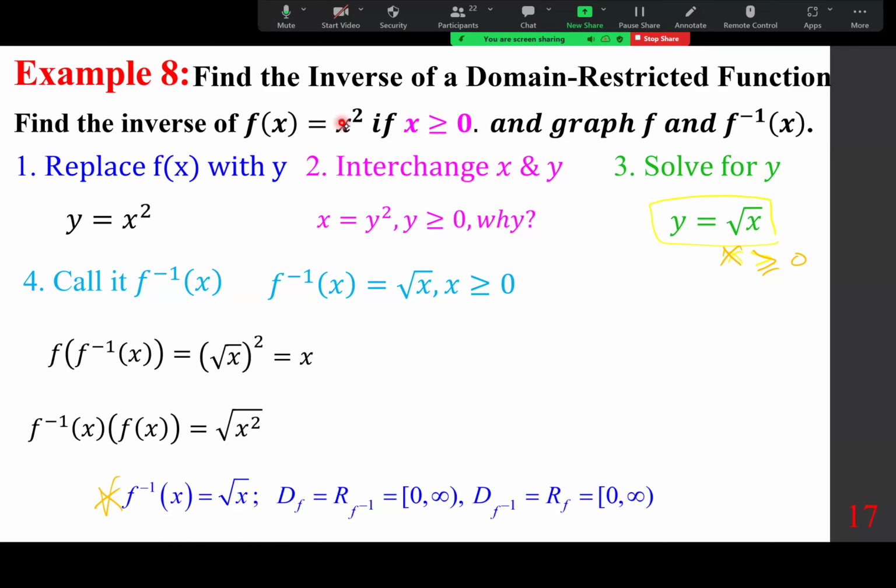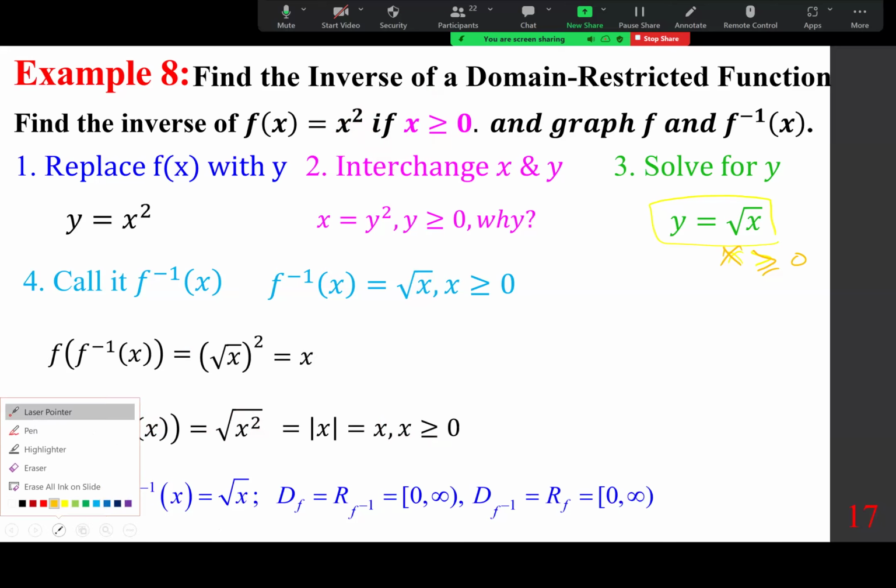F inverse f of x, that means plug this one into this. Square root of x squared. It's important to know it's the absolute value of x. It's not x. However, the reason it changes to x because we know x is greater than or equal to 0. It's important. X comes from here, and we said x. So this is the reason, everybody.